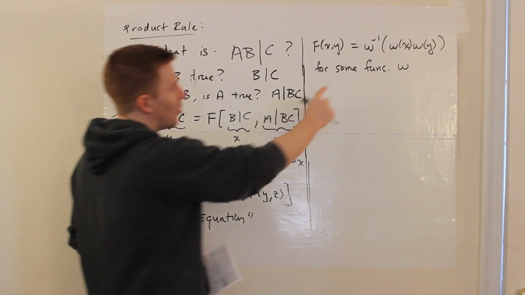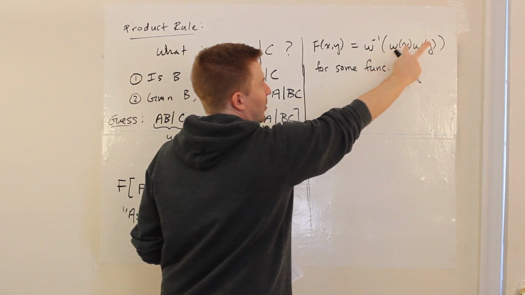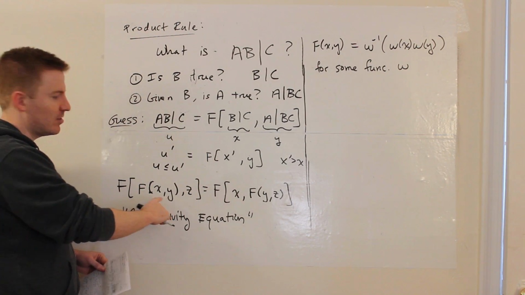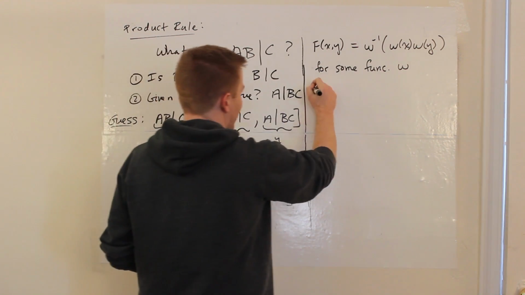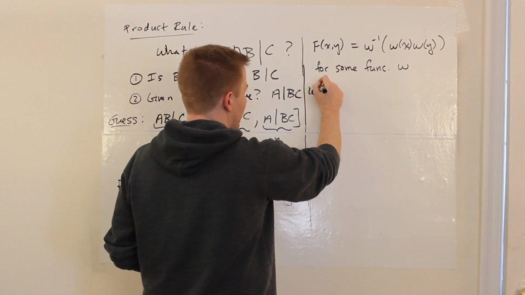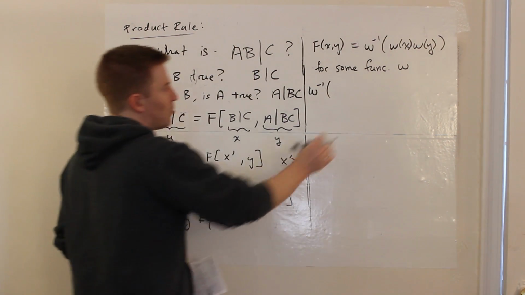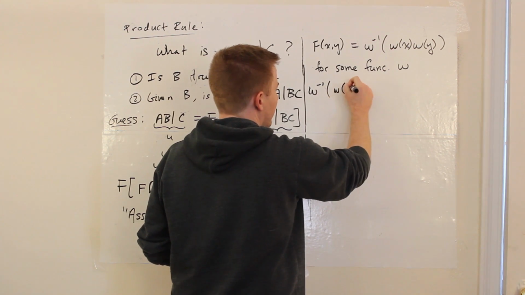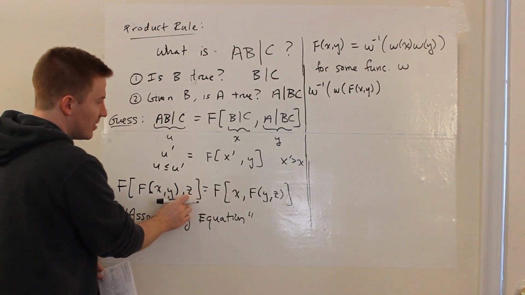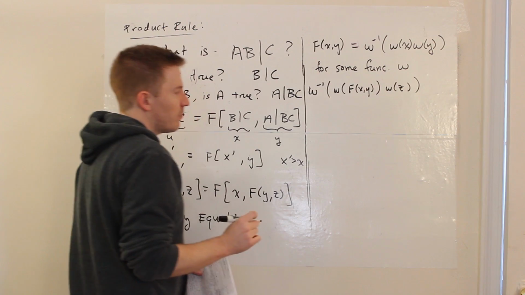So if we imagine we were given some w and we wrote f in these terms, so it's the inverse function applied to the product of w of x and w of y, what happens if we just check the two sides of this equation? On the left-hand side, we have f of (f of x and y, comma z), so let's write that as w inverse of the first argument, which is f of x and y, so we put that in for x, so we have w of f of x and y. And then the second argument is z, so we have w of z. Okay, so far so good.